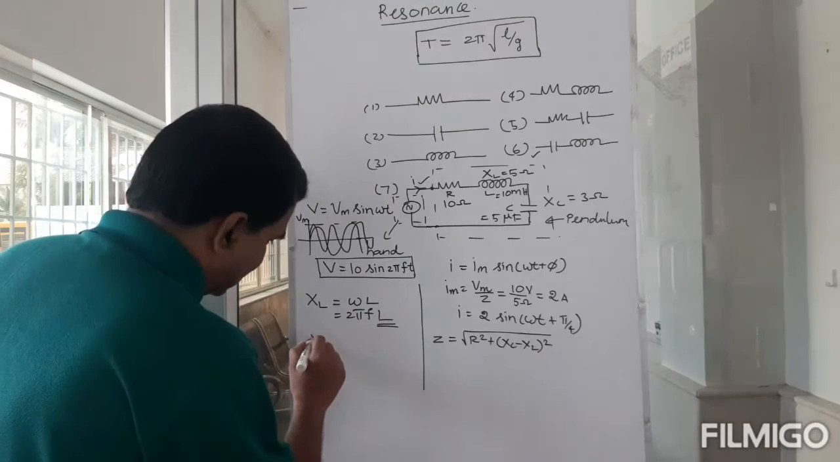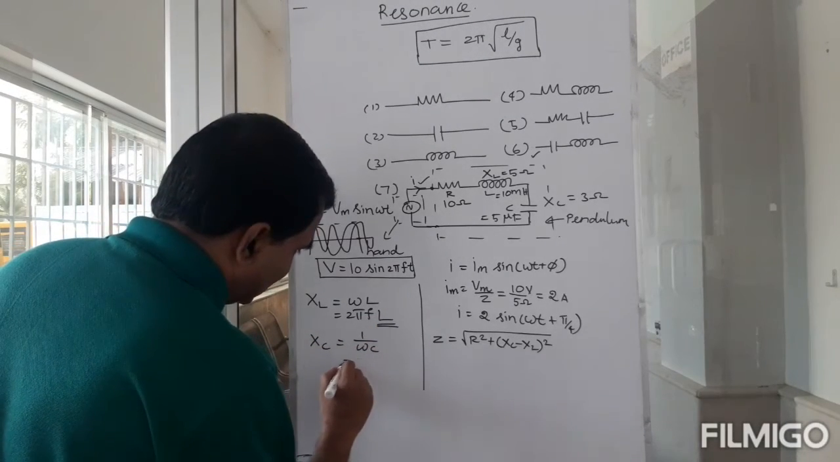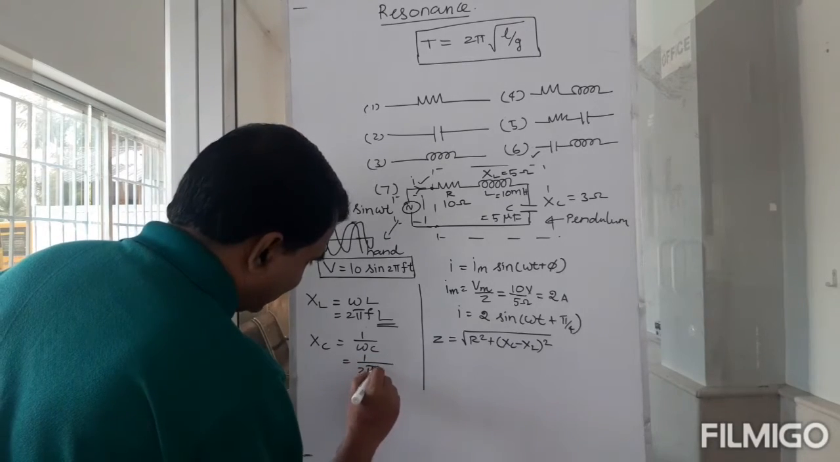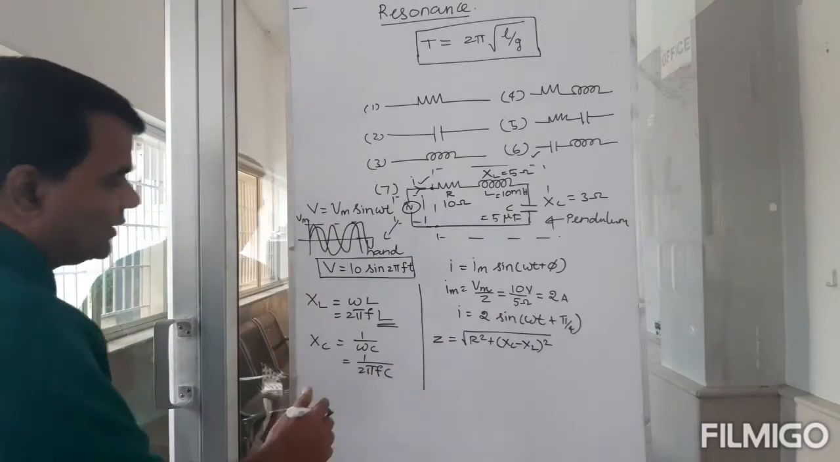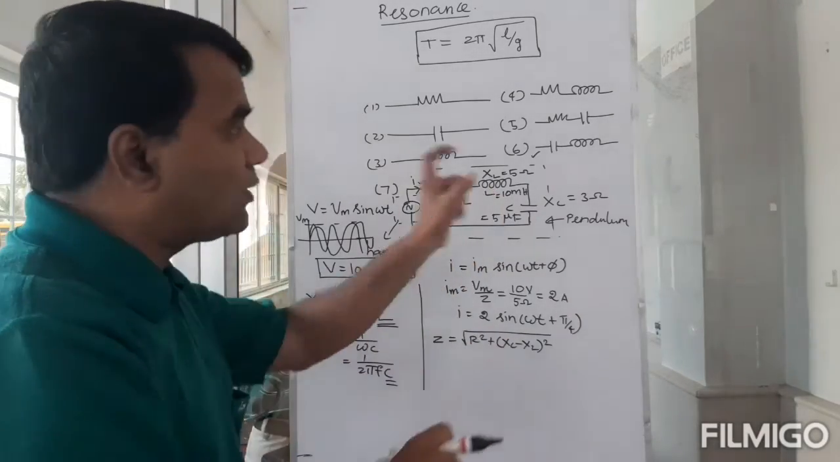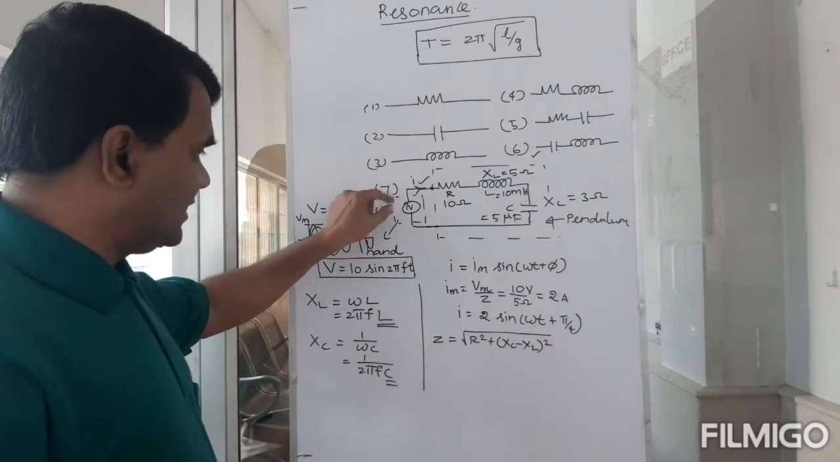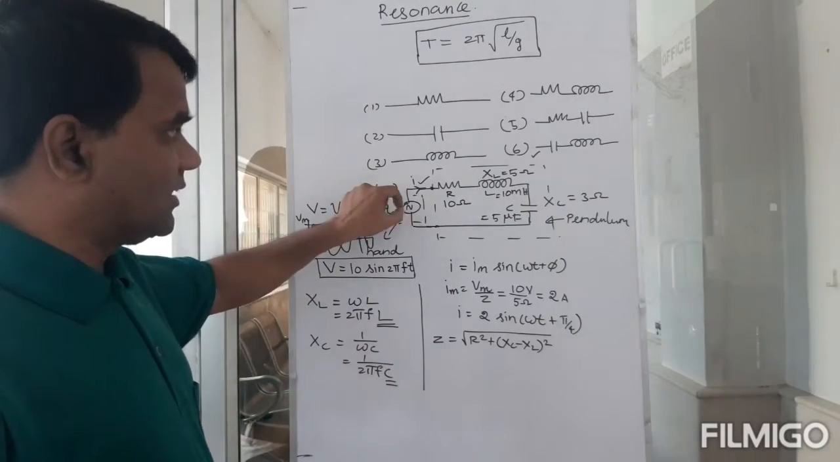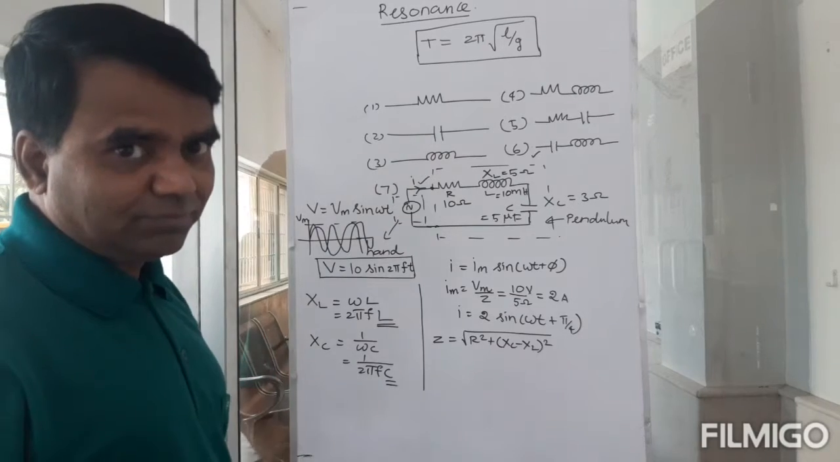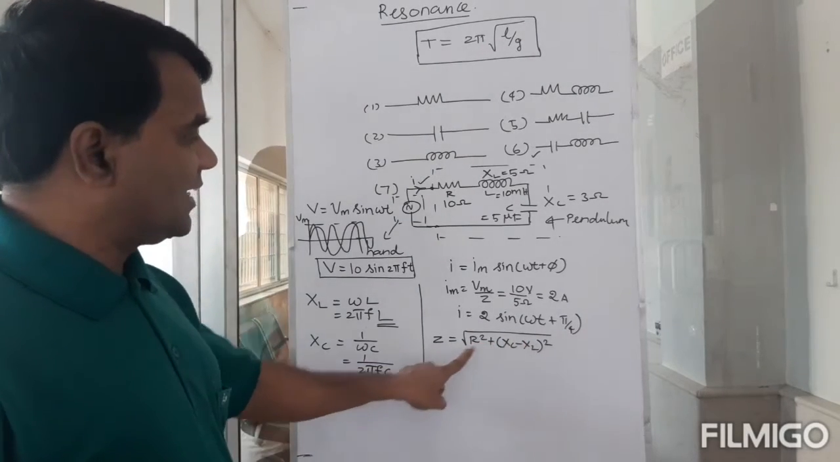And what about XC? XC is 1 by omega C, and that is equal to 1 by 2 pi F C. You can see the same thing. I can keep C the same without changing the capacitor. I can change XC by increasing or decreasing the frequency with which I drive the circuit. So these can be changed. So Z can be changed.